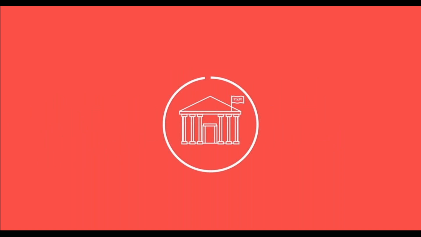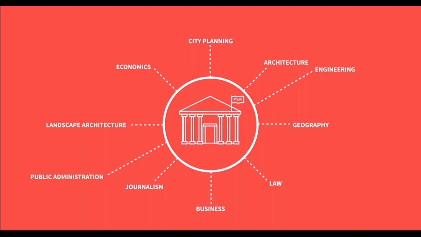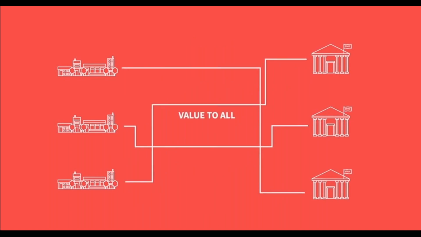Many university departments already do work related to cities, subject to planning, architecture, geography, law, business, journalism, landscape architecture, economics, engineering, and public administration, just to name a few. The trick is to match the city and its needs with the university and its resources, while working within the administrative structure of both, adding value to all and engaging at a scale that actually improves the outcomes of cities and universities.